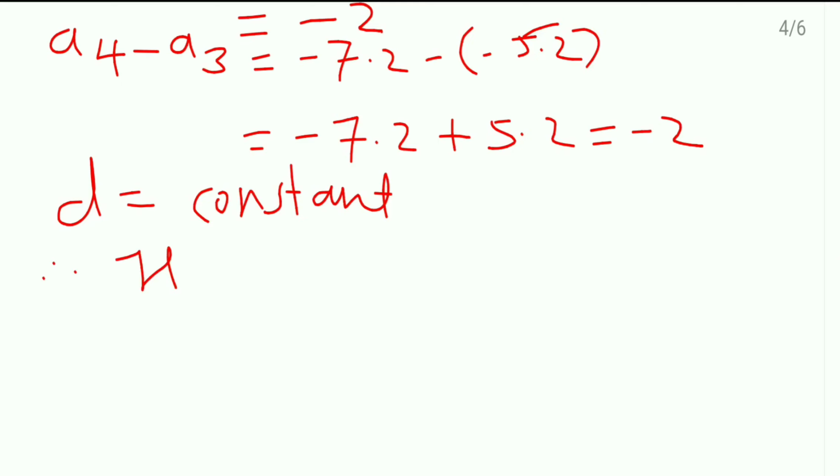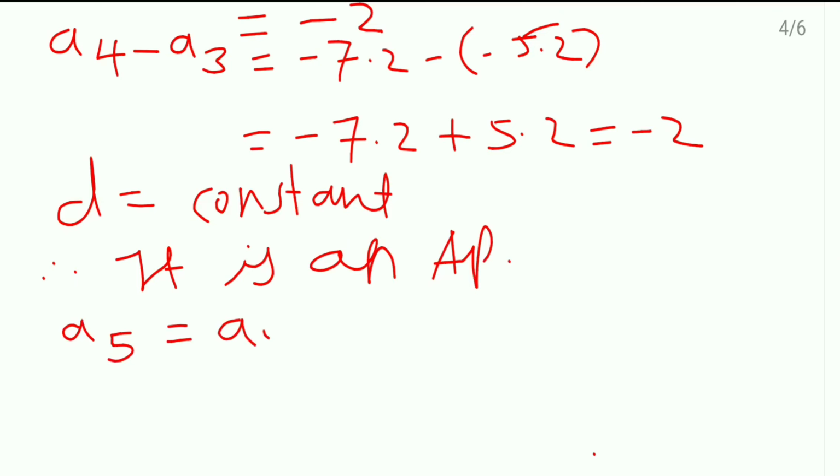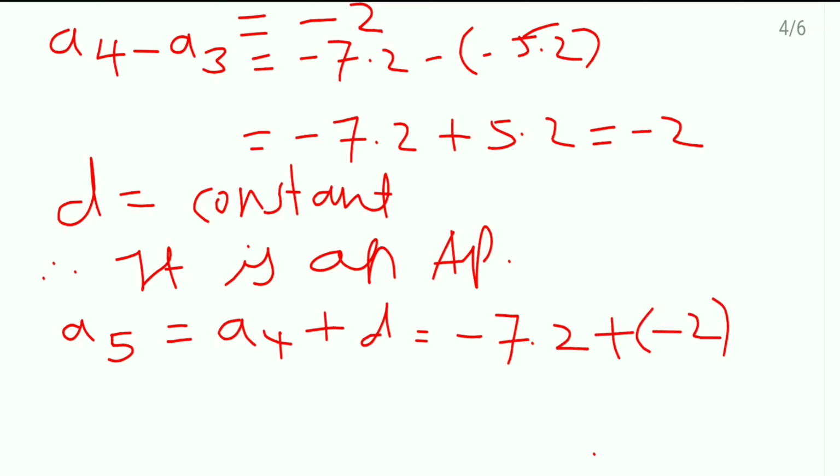Therefore, it is an AP, and we will find out the next three terms. A5 is equal to A4 plus D. A4 you already know, which is minus 7.2, plus the common difference. Common difference is minus 2. So minus 7.2 minus 2 will become minus 9.2.